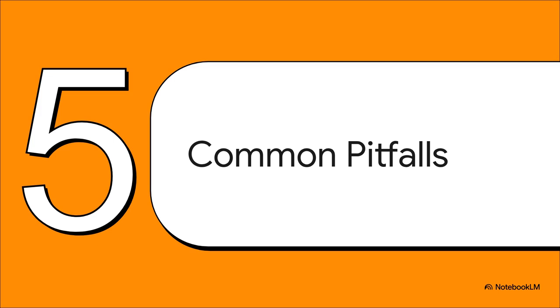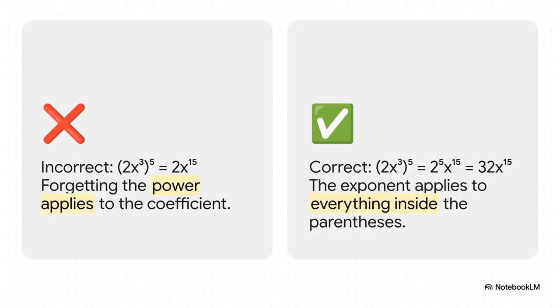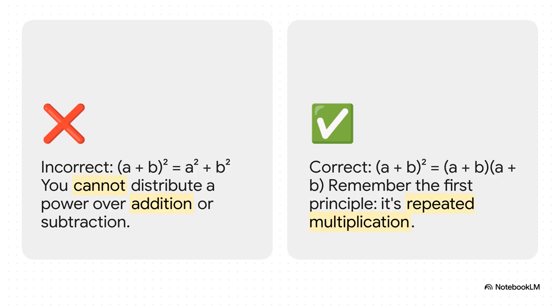Okay, section 5. Let's talk about some of the most common pitfalls and use our new intuition to see why they happen and how to avoid them. Ooh, this is a classic one. People always forget the coefficient. That exponent on the outside of the parentheses, it applies to everything inside. It's easy to remember to multiply the exponents for the variable, but so many people forget that the power also applies to the 2 out front, so you have to calculate both 2 to the 5th and x to the 3 times 5.